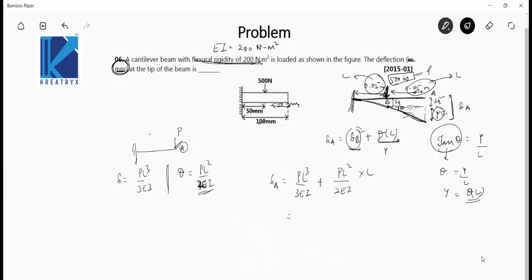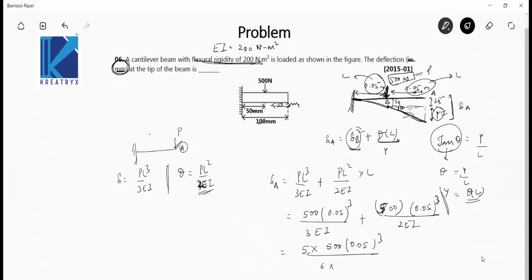So P is 500 Newton, L is 0.05 meter, cubed by 3EI, plus PL cubed by 2EI. So P is 500 Newton, L cubed, that is 0.05 meter cubed by 2EI. So this is actually 5PL cubed by 6EI. EI is 200 Newton meter square. Solve it. You will get the value equal to 2.604 times 10 raised to the power minus 4 meters. But beware that you have to put the value in mm. So the value you have to put is 0.2604 mm.